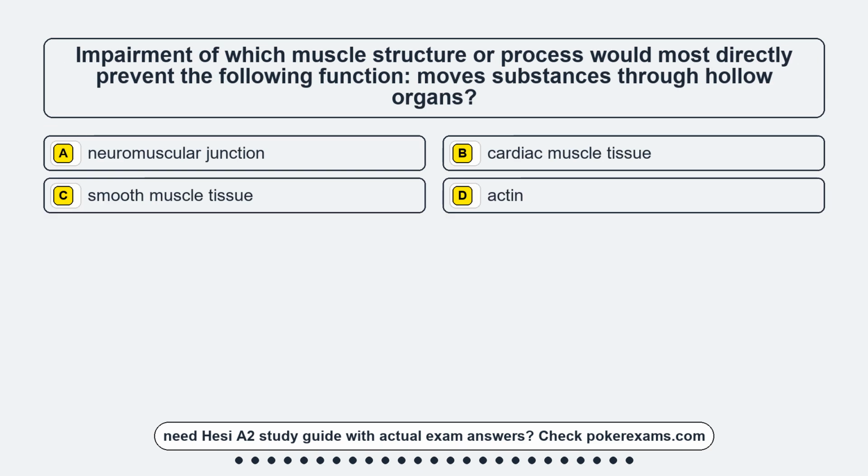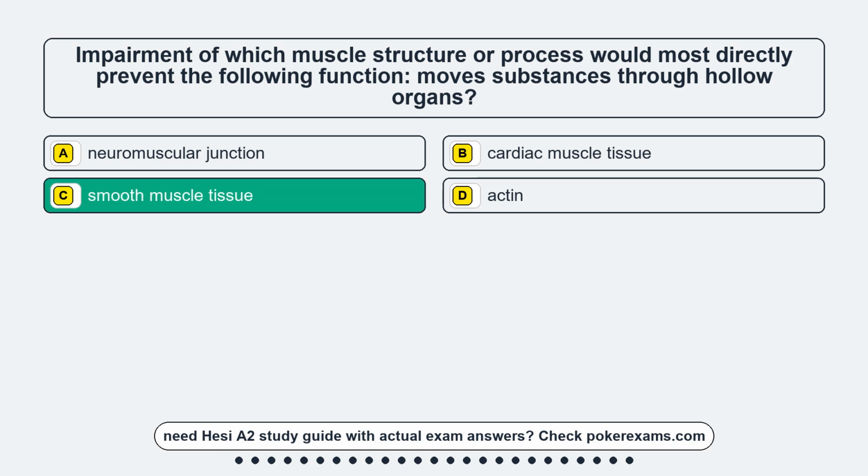Question 7. Impairment of which muscle structure or process would most directly prevent the following function, moves substances through hollow organs? Option A, neuromuscular junction. Option B, cardiac muscle tissue. Option C, smooth muscle tissue. Option D, actin. The correct answer is option C, smooth muscle tissue.